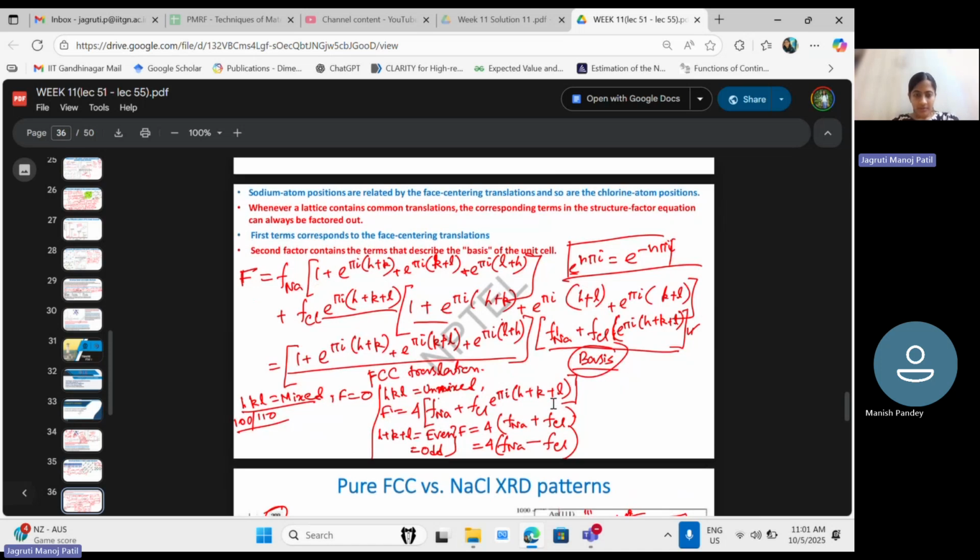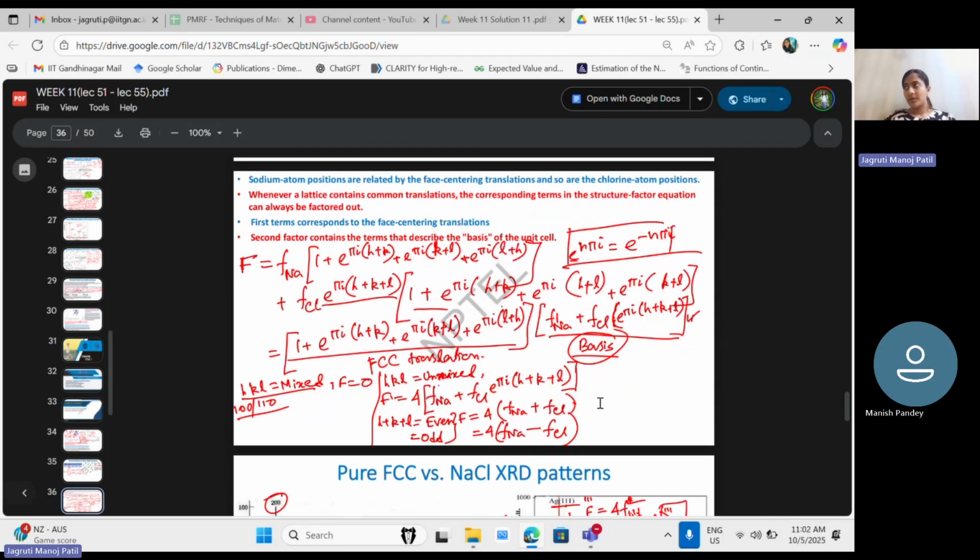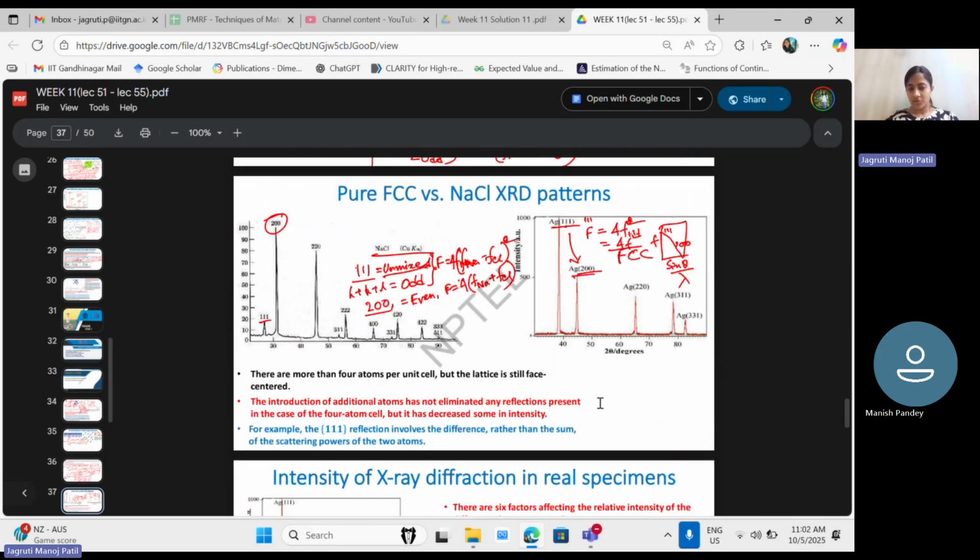What else do we have here? The first term corresponds to the face centering translations that you know till now, and the second factor contains the terms that describe the basis of the unit cell. That's also fine. And it's even and odd, that you also know. So doing these terms like cos theta plus i sin theta, x can be flipped between the first and second term. So it can either be sodium plus chloride, chloride plus sodium, sodium minus chloride, or chloride minus sodium. So it's always interconvertible if you have these relationships.